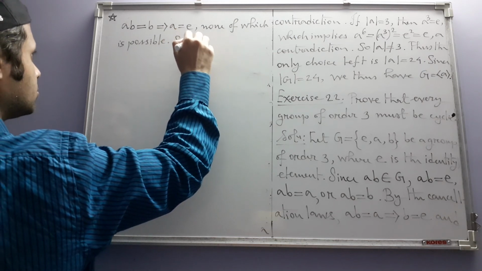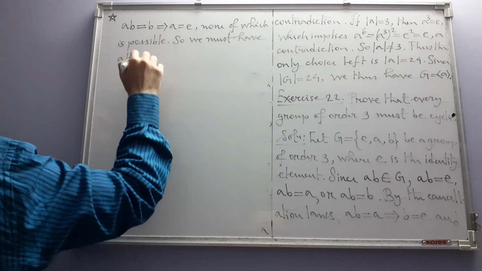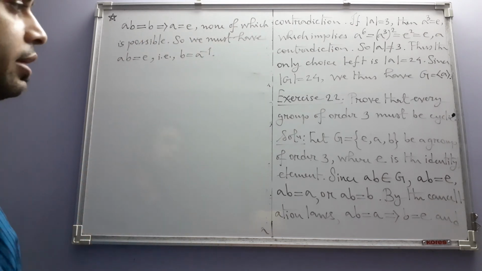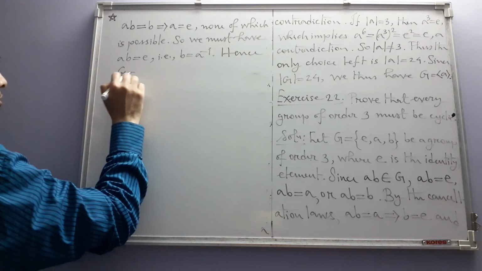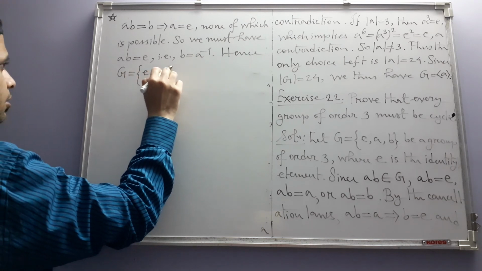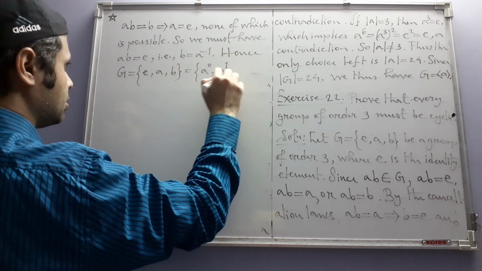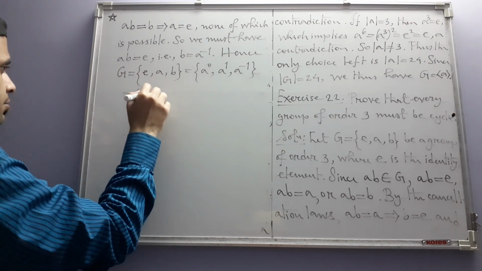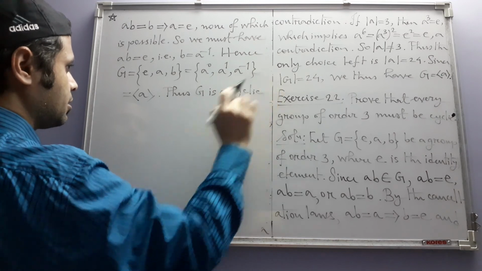So we must have AB equal to E, that is B equal to A inverse. Now look at the elements of G. In fact, hence G equal to E, A, B, where E is A to the power 0, A of course is A to the power 1, and B is A inverse. So all the elements are integral powers of A, and hence clearly this is generated by A. Thus G is a cyclic group.